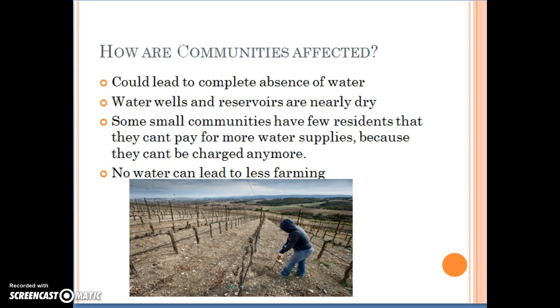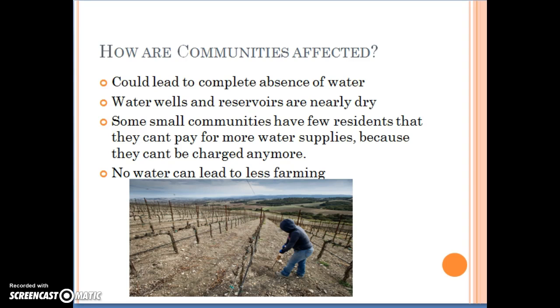And also, no water can lead to less farming. As we can see in this picture, and I want you guys to pay close attention to it, we see a farm field. Completely dry. You can look at the sand, it's really dried up. Our state provides the most water to these farming communities so that irrigation systems can be set up so that we can water our fields.